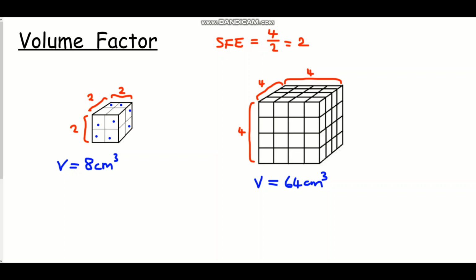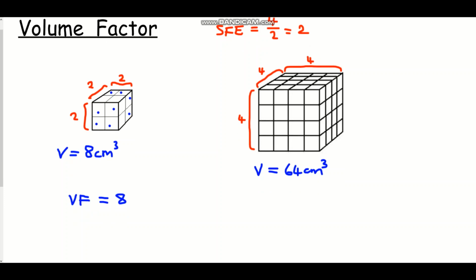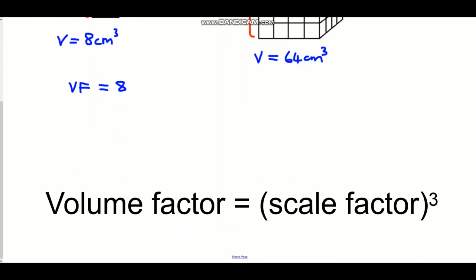So our scale factor of enlargement is 2. Our volume factor, what do I have to times 8 by to make 64? Well, our volume factor is 8. So I have not squared that 2, our scale factor, to get 8, our volume factor. The rule is, when you're doing volume factors, volume factor is equal to the scale factor cubed.